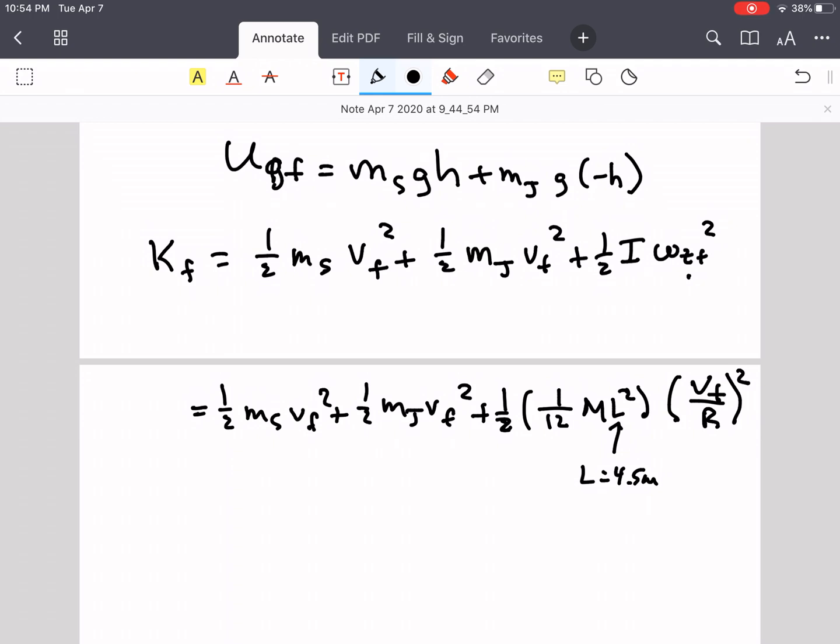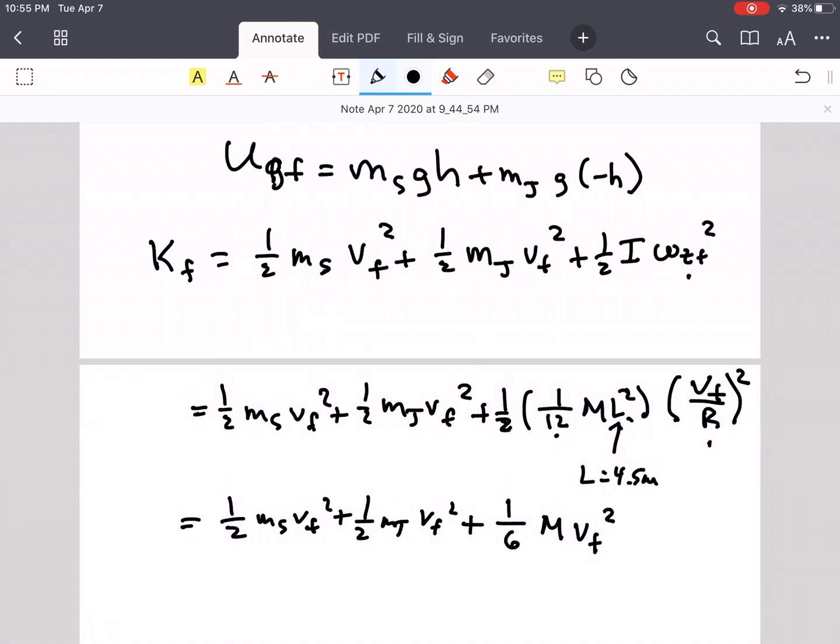So there we go. We're almost done. I'm going to do a little bit more math here. L divided by r is 2. Length is twice radius. So L divided by r squared is 4. When I write that out, what I get is 1/2 ms vf squared plus 1/2 mj vf squared plus 1/2 times a 12th times 4, that's a third, so that's 1/6 mass of the rod times vf squared, and that's my final kinetic energy.